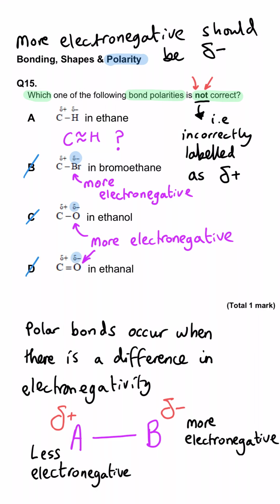The more electronegative atom is being labelled as delta minus, and so these three, B, C, D, are all correctly labelled, which means that A must be labelled wrong and therefore be the correct answer to this question. And that is indeed the case. Hydrogen is actually ever so slightly less electronegative than carbon, and so it's the hydrogen that should be labelled as delta plus, electron deficient, and the carbon would be the delta minus. So A is the correct answer.